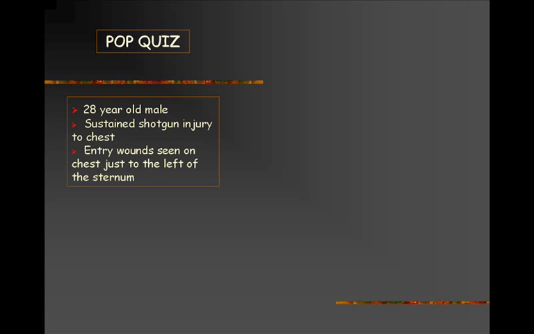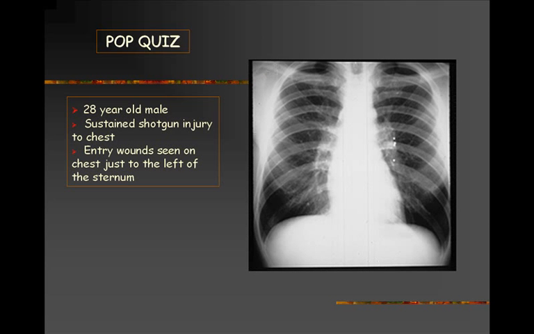Okay, here's a pop quiz. A clinical case of a 28-year-old male who sustained shotgun injury to his chest. And there were entry wounds which were seen on the chest just left to the sternum. This is the chest X-ray that was presented, and one recognizes certain foreign bodies seen here, corresponding with the shotgun entry wounds just left to the sternum. Where do you think these shotgun pellets might be located?